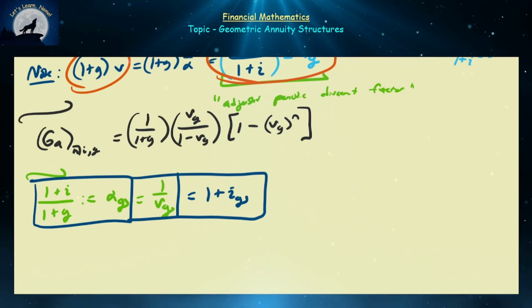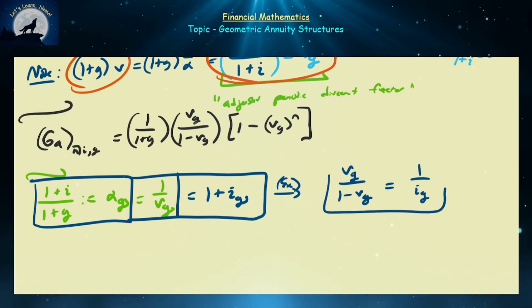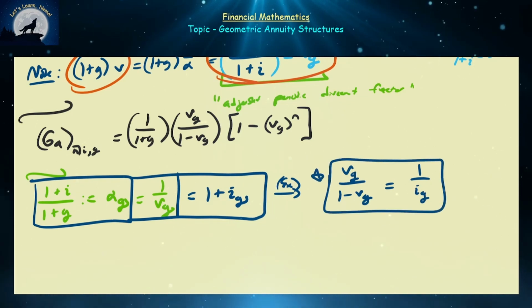And one lovely exercise that I leave for you is that ν_g over 1 minus ν_g, if it was just ν, do you remember what ν over 1 minus ν was? You should remember that's just 1 over i. And you should be able to verify that this is actually 1 over i_g, right? So you're like, oh, okay. Now I see some patterns.